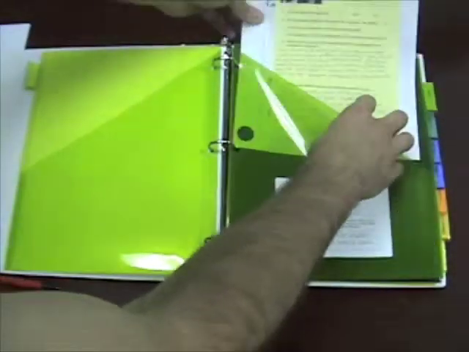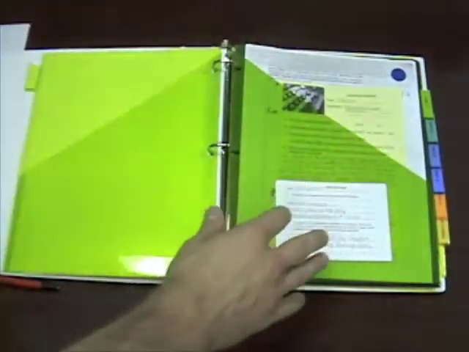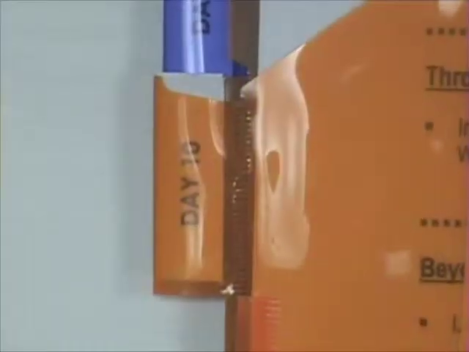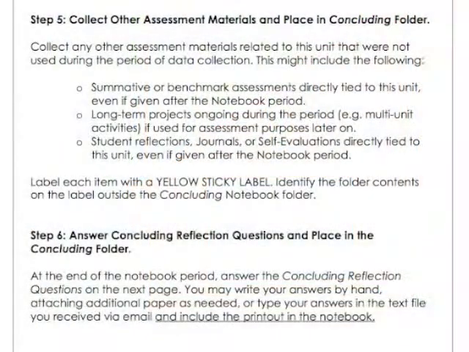Collect all the annotated materials and samples of student work you use each day during the 2-week period in the corresponding daily folder. During the 2-week collection period, please refer back to the directions on pages 7 to 9 as needed. You may also contact the study coordinator via email or phone for questions about completing the notebook.